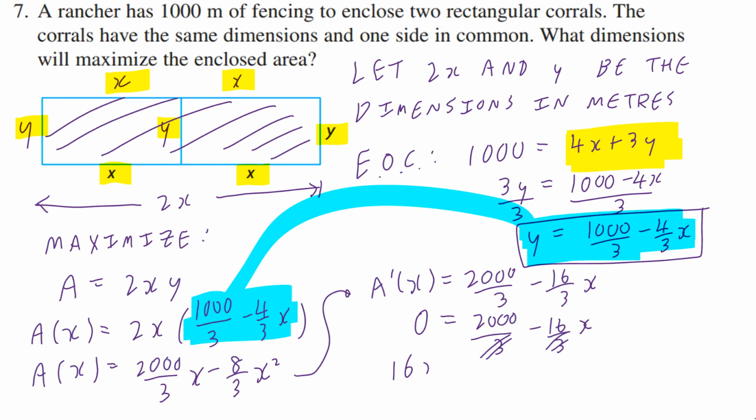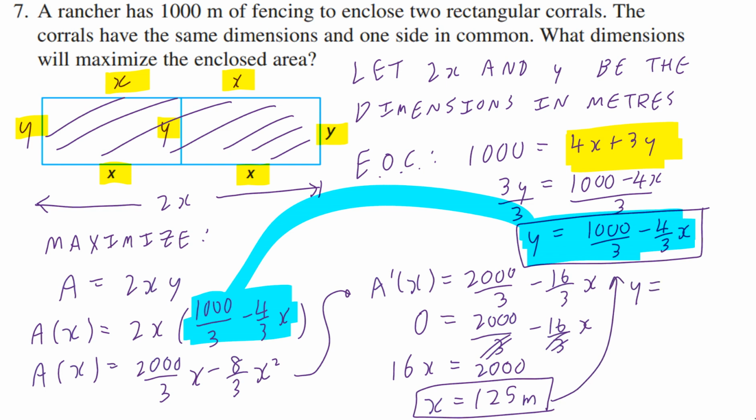You can bring negative 16x to the left, which becomes positive 16x, which equals 2,000. The opposite of multiplying by 16 is to divide by 16. 2,000 divided by 16, I think that's 125. So again, put this in a box, write down meters. You plug it back in. You can solve for the corresponding y value.